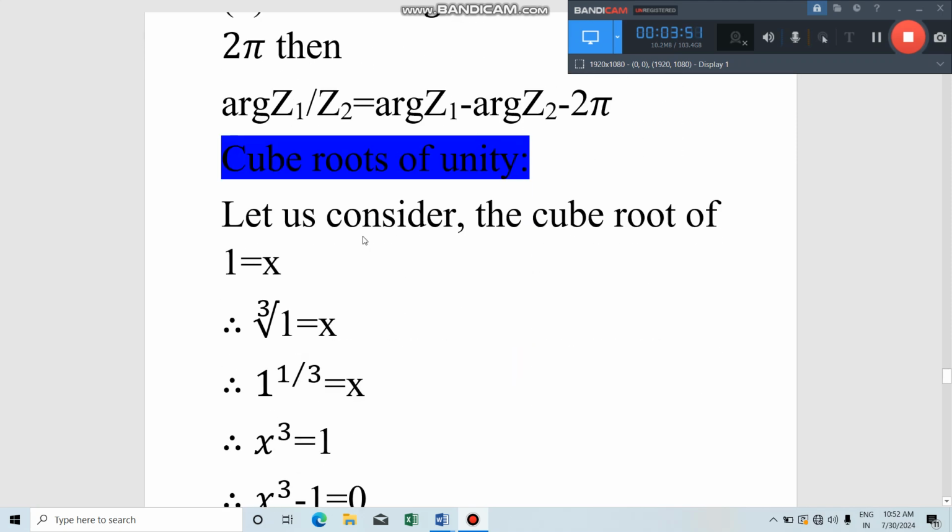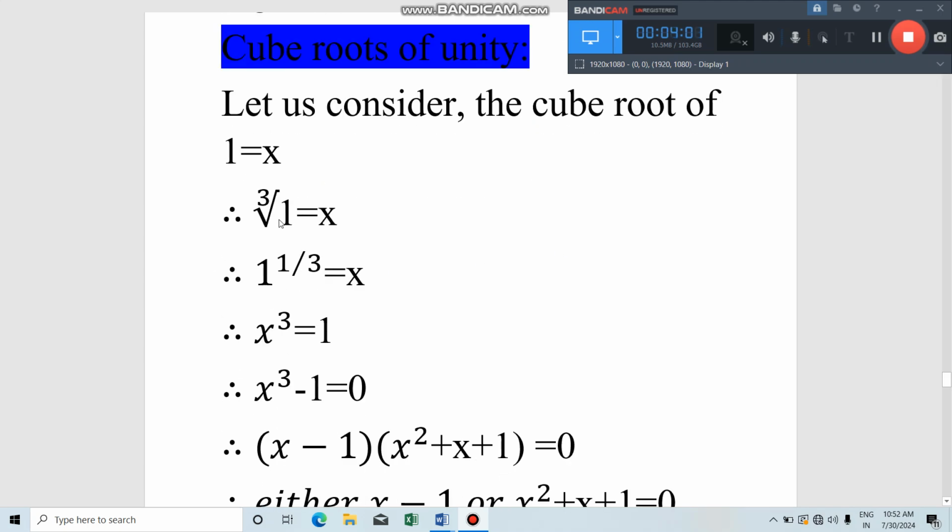Now cube roots of unity. To find the cube roots of unity, let us consider the cube root of 1 equal to x. Therefore, cube root of 1 equals x, or 1 to the power 1 by 3 equals x. Therefore, x cube equals 1. Now, x cube minus 1 equals 0.